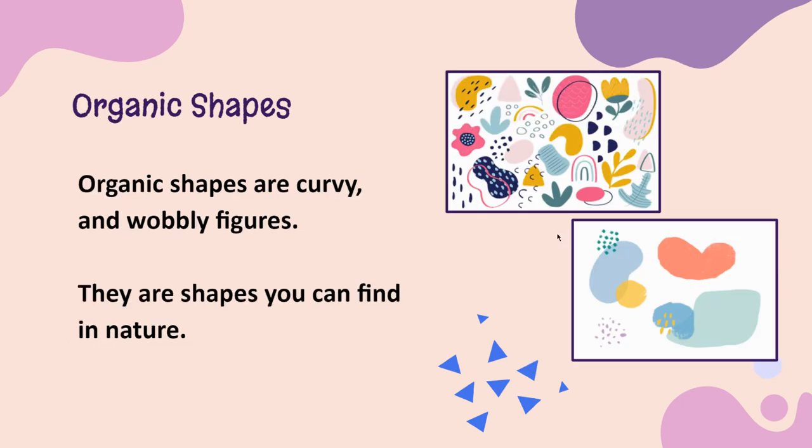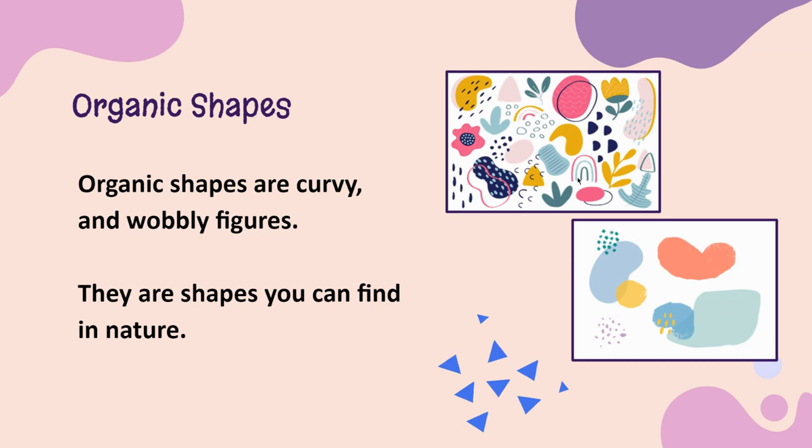Now, organic shapes are completely different. Organic shapes are curvy and wobbly figures. They are shapes that you can find in nature. So here you have examples of organic shapes. So if you look at this picture, it has wobbly figures, right? They look wobbly, they have curves to them. They're not perfect. So those are organic shapes.